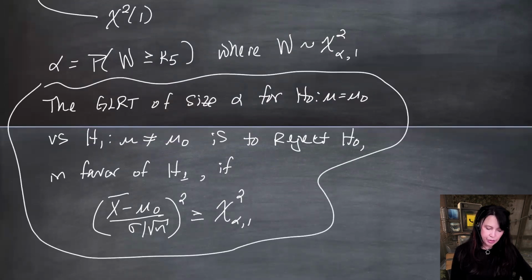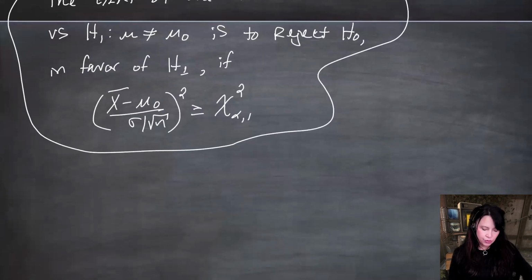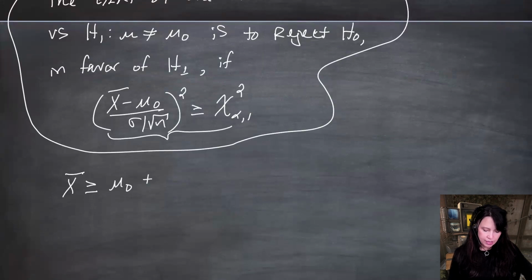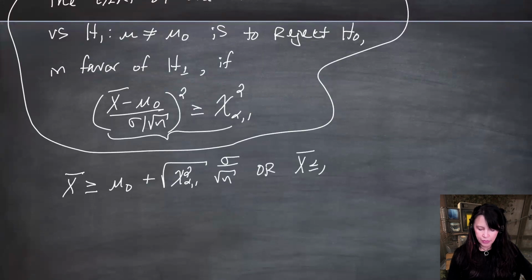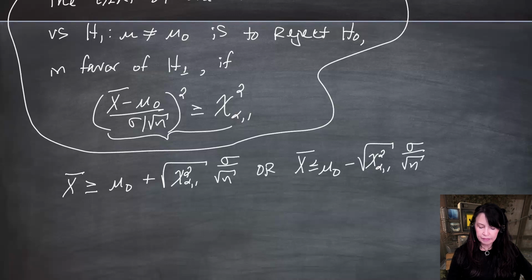So here's another way to represent the test. It's not a different test. If you were to solve this by taking the square root on both sides, you're going to have a test that looks like our other test, but in terms of a chi-squared critical value. You're going to get x bar greater than or equal to mu naught plus the square root of a chi-squared alpha 1 critical value times sigma over the square root of n, or x bar less than or equal to mu naught minus the square root of this chi-squared critical value, sigma over the square root of n.